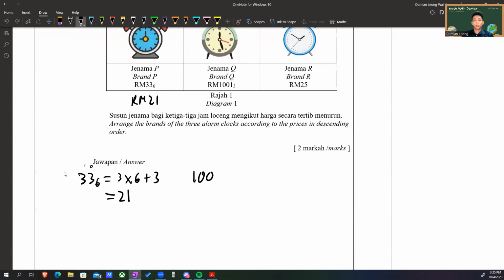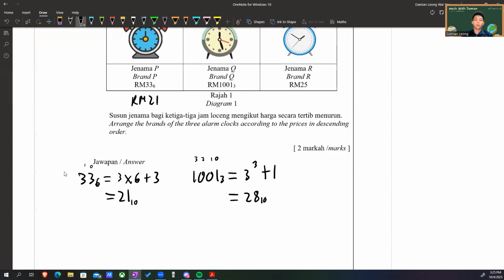So 1001 in base 3, convert to base 10. Power 0, 1, 2, 3. So 1 times 3 to the power 3 plus 1 times 3 to the power 0, which is 1. So 27 plus 1, 28 in base 10. Okay, so this is 28 ringgit.